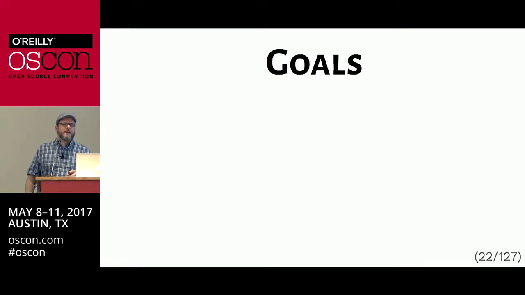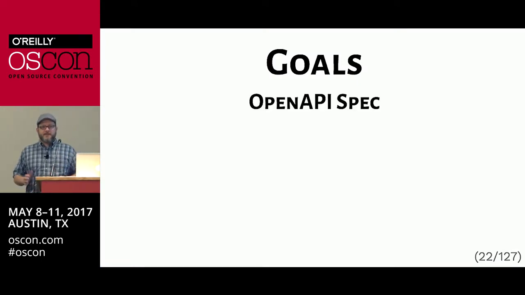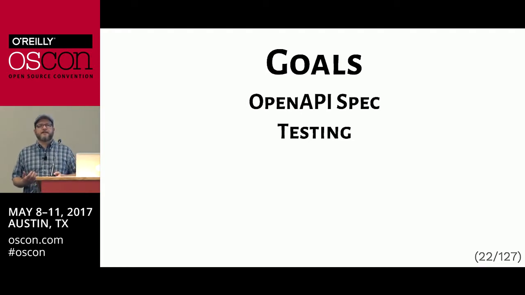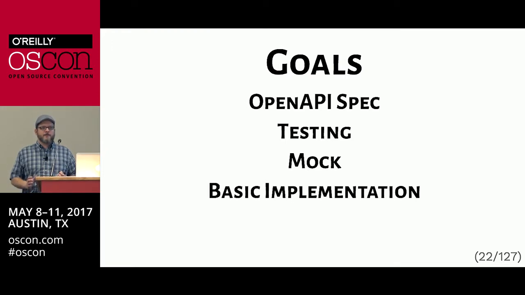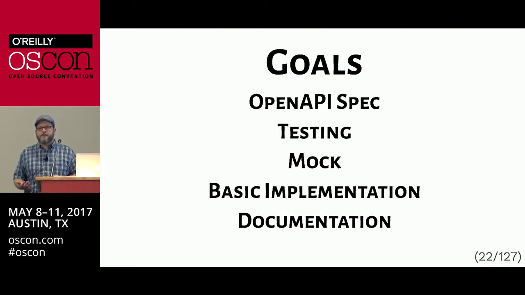So we have a few goals for today. One of them is to develop a basic OpenAPI specification for a simple API. We're going to show how you can do some testing and validation based on that spec. We're going to run a mock server so you can see what responses from an API that implements the spec would look like. We're going to develop a really basic implementation of the API, so we should have something simple that works. And we're going to generate documentation based on the spec.